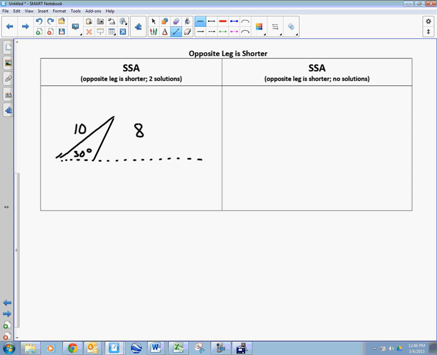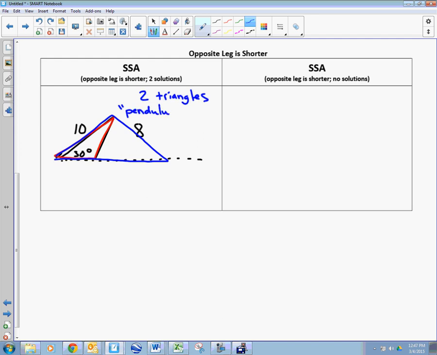Does that make sense? So again, what's the length of the side opposite the angle? 8. Is that shorter or longer than the other given side? Shorter. If it's shorter, you might end up with 2 triangles. So to make my point, I will draw the 2 triangles. That was one. And then since we're tigers, we'll do red and blue. That will be the other. If you have an opposite leg that is shorter, you might get 2 solutions. That will be 2 triangles, and that's because of the pendulum swing. That pendulum swing creates 2 triangles. Got it? Let's look at another scenario.